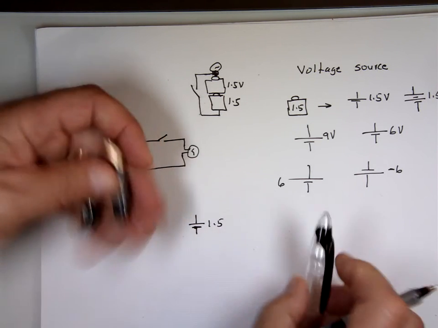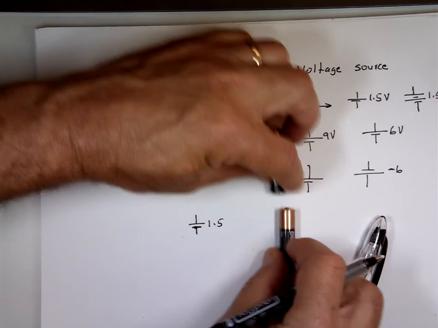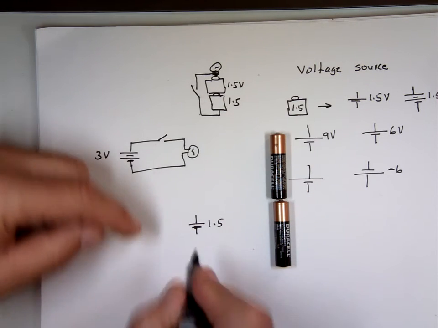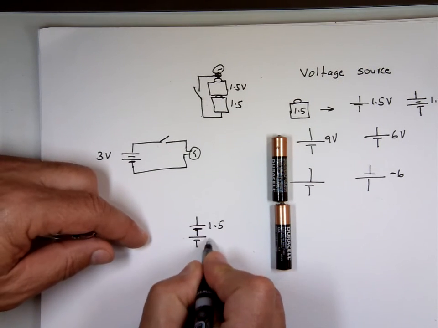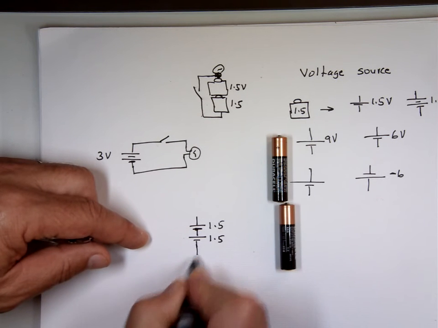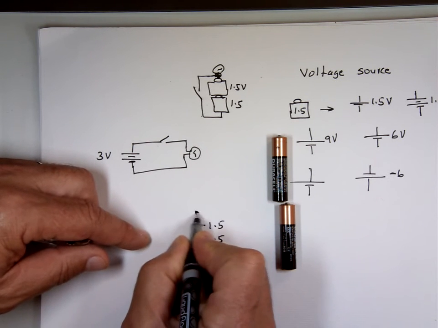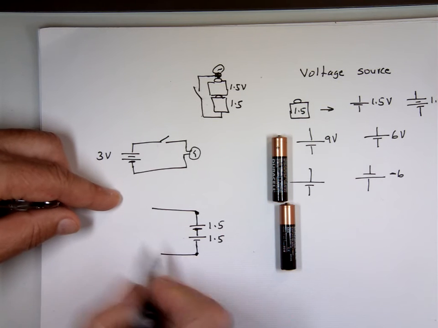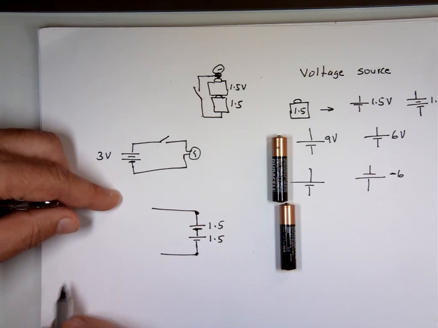If I take another one and put it on top of it in the same direction, and I put another 1.5 volts on top of that in addition to that, so if I was to measure the voltage between the top and the bottom, right there, what will that value be? 3 volts.